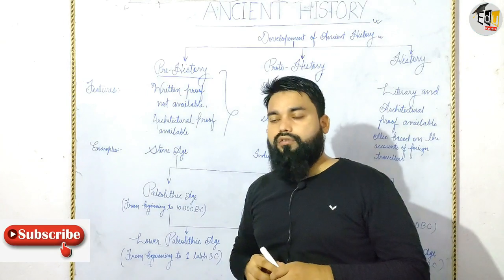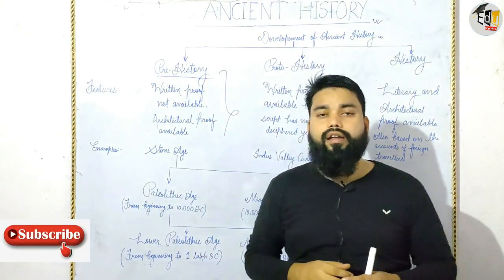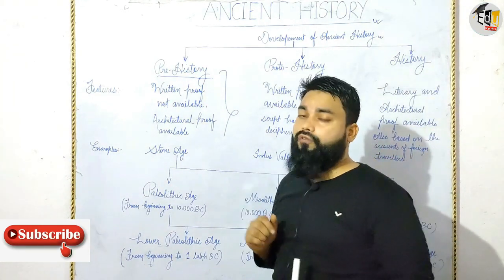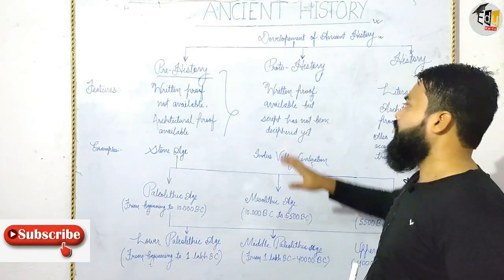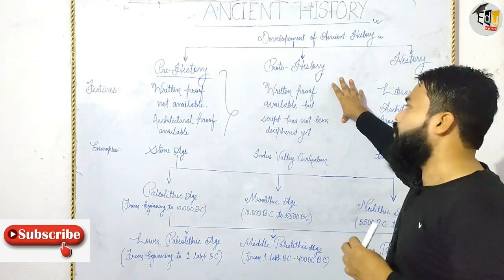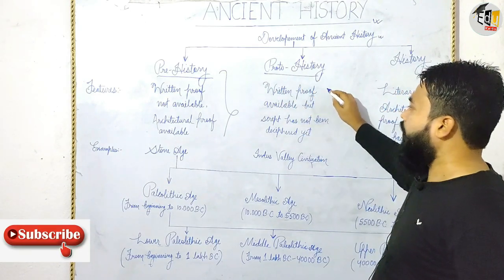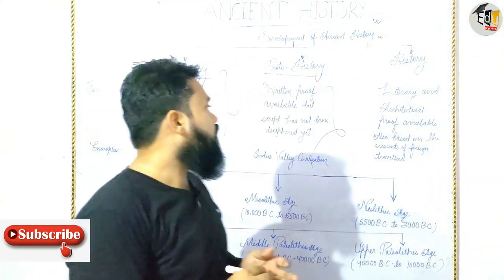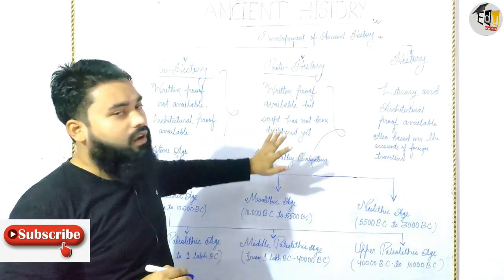In the Stone Age we have found many things, as I explained earlier, but we do not find any written proof. I'll explain this further. Let us now come to the second period, the protohistorical period. In the protohistorical period we have everything available. We have the written proof available, we have the architectural proof available, but the written proof has not been deciphered yet.